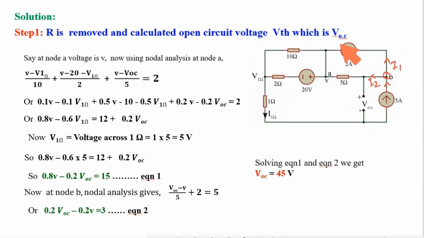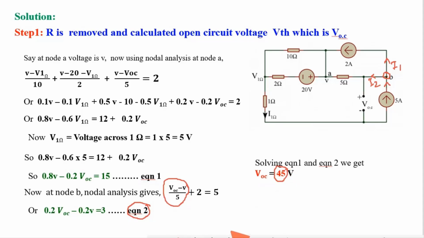Now the value of I1 is 2 ampere, but what is I2? I2 is equal to VOC minus V divided by 5, at the same point VOC. This I2 plus I1, which is 2, is equal to the inlet current 5. Using this relation, I got this equation, which is equation number 2. Two variables V and VOC, here also V and VOC. By solving these two equations, I got VOC is equal to 45 volt.